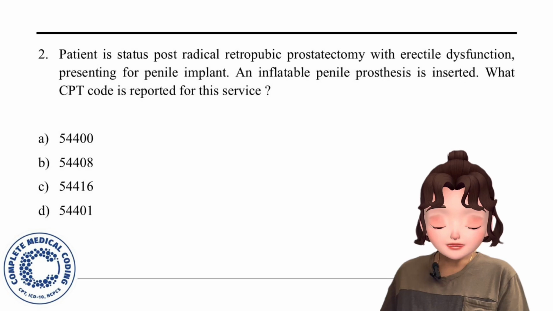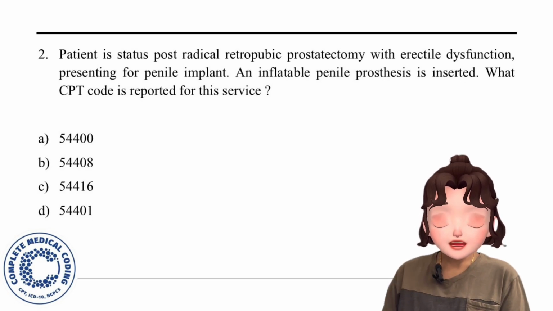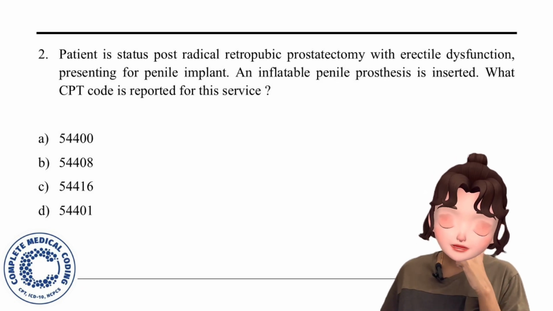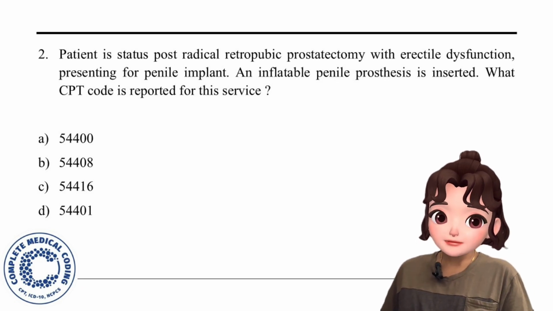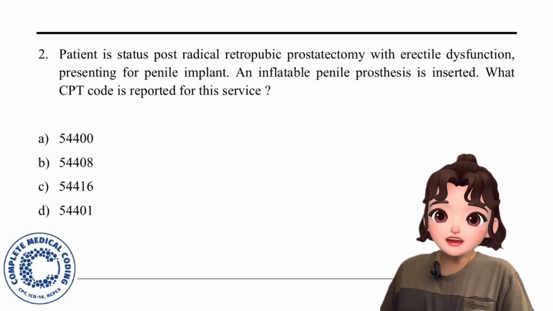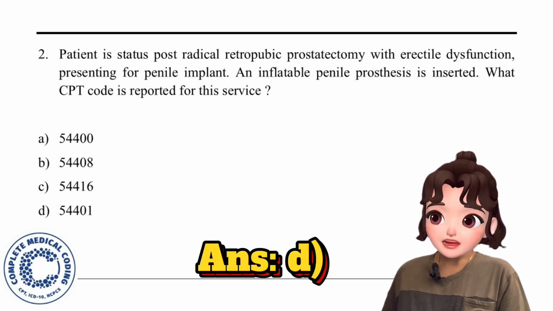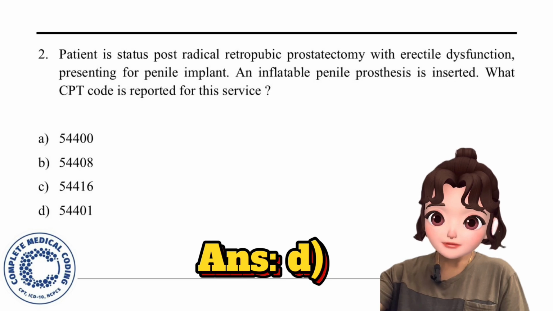Now what is 54401? 54401, this is the code that we need. Insertion of penile prosthesis, inflatable, self-contained. Inflatable penile prosthesis insertion. That's what we need. So the answer here is option D, 54401. Okay.